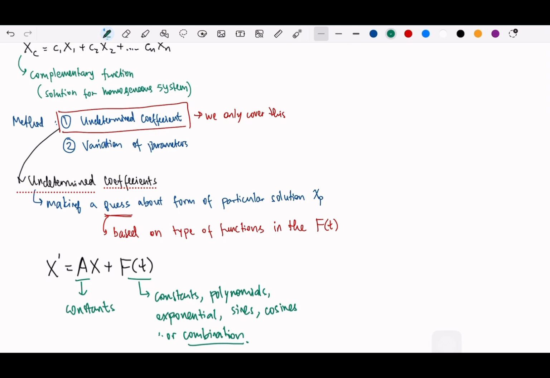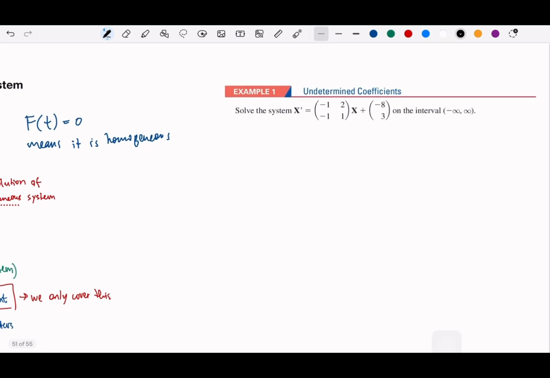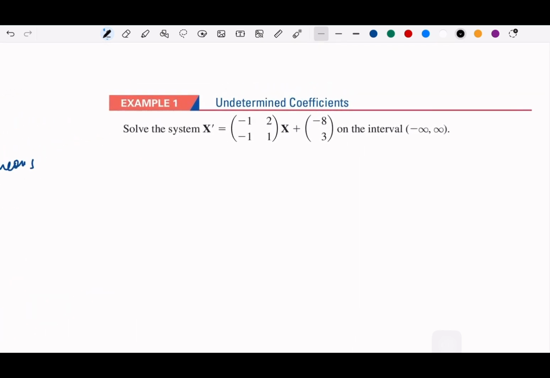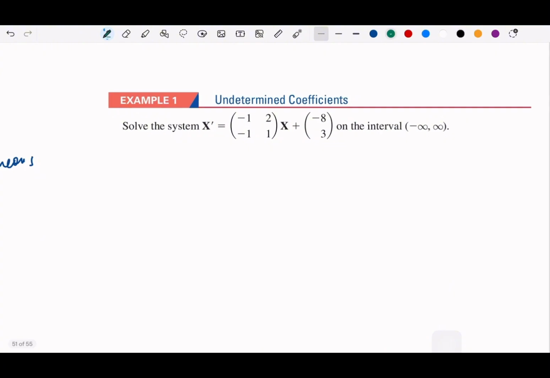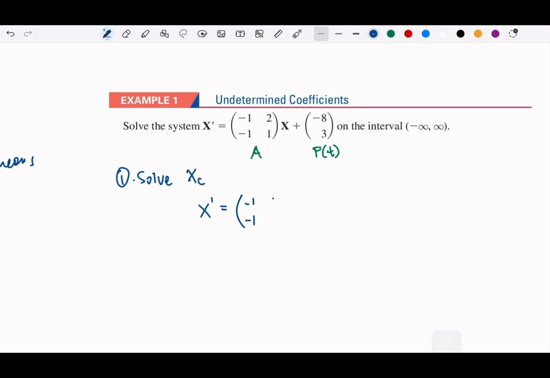Okay, now this is the example. We have this x prime equals A x plus f of t, which is just a constant. Whenever we have the non-homogeneous, what we need to do first is solve the homogeneous, or solve the xc, which means that we solve only this part, okay?